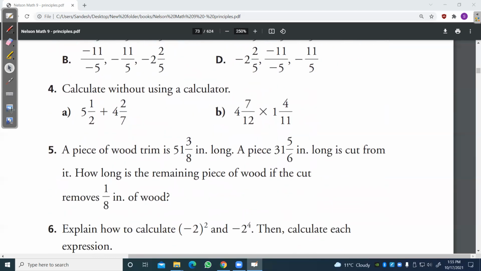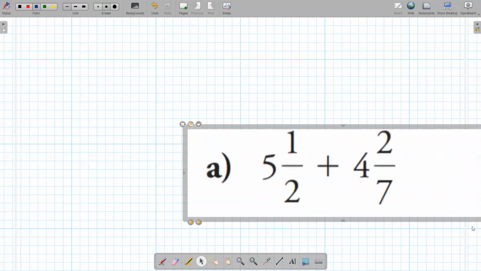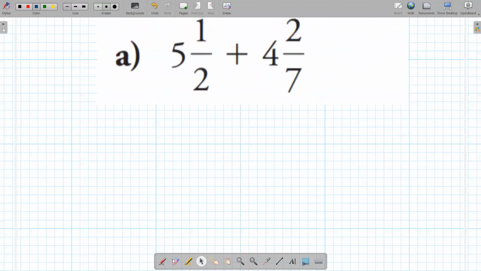Number 4 says calculate without using a calculator. Alrighty, what do we do first? You turn it into a proper fraction. So 11/2, yes, and then plus 30/7. Yes. And now what?